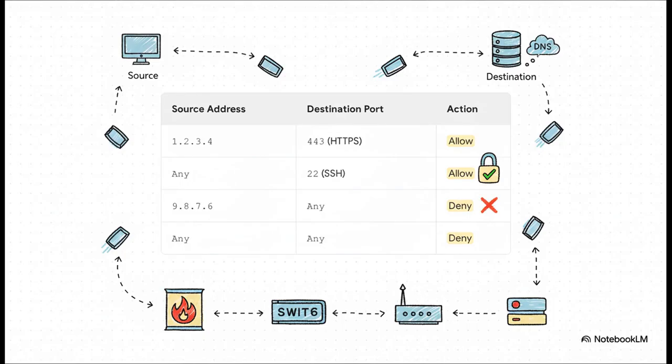And this table right here gives you a great idea of how a firewall thinks. It uses a set of rules called an access control list, or ACL. It looks at the packet's source, its destination, and even what service it's trying to use. If the packet's details match an allow rule, great, it passes through. If it matches a deny rule, well, it gets dropped on the floor.